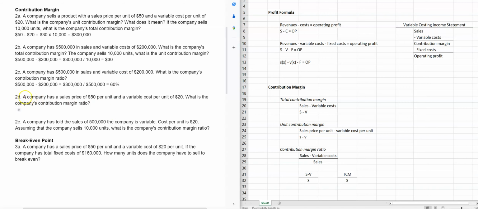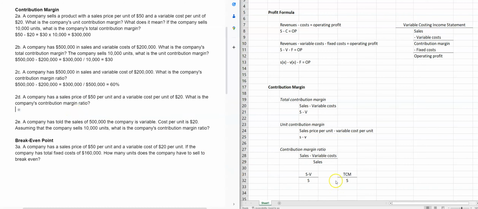Let's look at 2D. A company has a sales price of $50 per unit and a variable cost of $20 per unit. What is the company's contribution margin ratio? We just learned total sales minus total variable cost divided by total sales. So what's my total sales? Okay, they don't give it to me. But I know from before that I can convert my per unit into total sales by multiplying it by units. So where are my units? They don't give it to me.